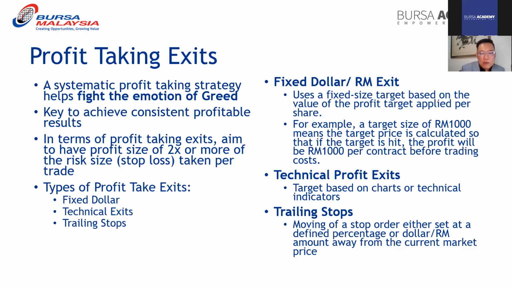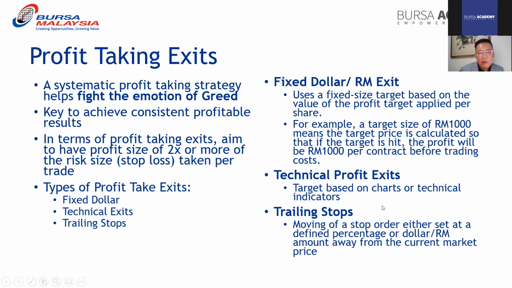Fixed stops are similar to your fixed dollar stops. Basically, you define your target for profit taking. For example, just now we took a 500 stop loss, so you should have at least 1,000 ringgit as your target profit. For consistent profitability in your trading, you should have 2 times your stop loss, or 2 times your risk. Technical profit exits are very similar, but you take your exits based on your charts or your technical indicators. And trailing stops is where you move your stop order.